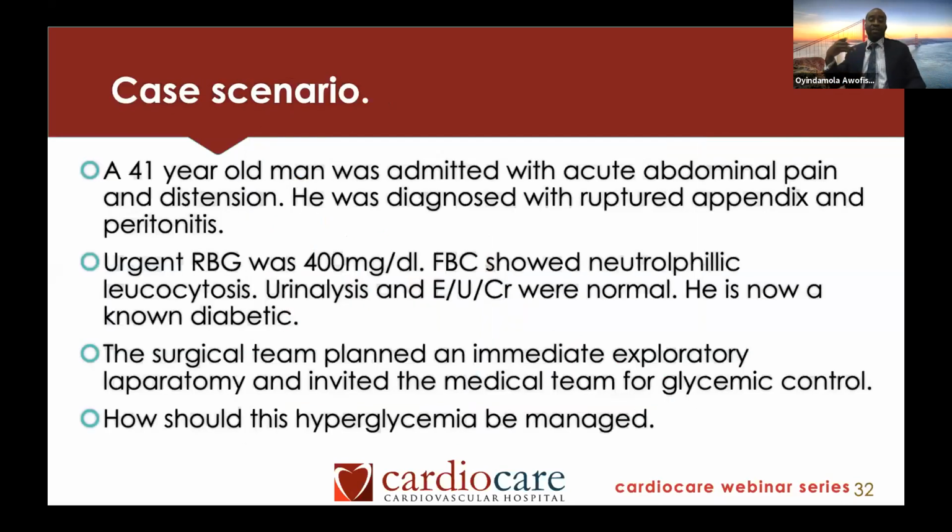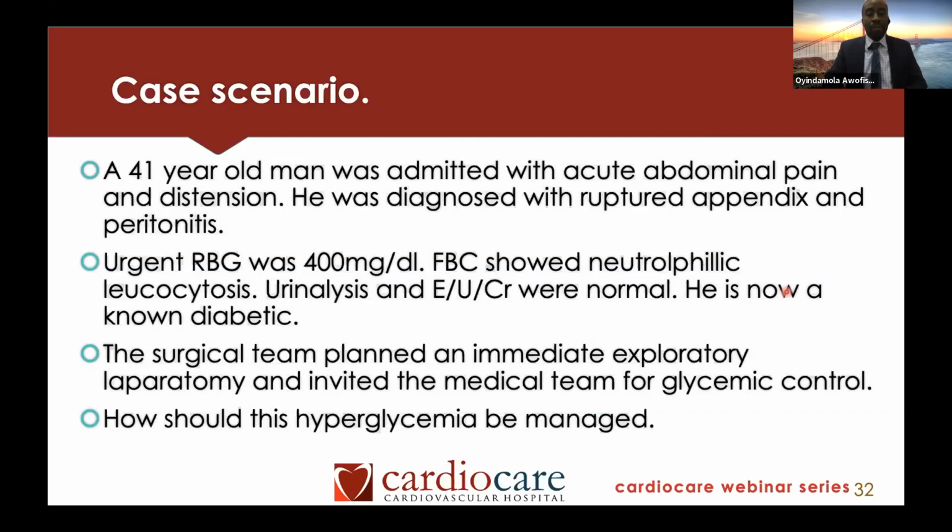So I'll give you a case scenario now, and we'll look at it together. Here is a 41-year-old man that was admitted with acute abdominal pain and distension. A diagnosis of ruptured appendix with peritonitis was made. An urgent RBG was done, which was very high at 400 milligrams per dL. The full blood count showed neutrophilic leukocytosis, which is expected. Urinalysis and E/U/Cr were normal, which excludes diabetic ketoacidosis, which can be a differential. It is not a known diabetic. Please forgive my typographical error there.